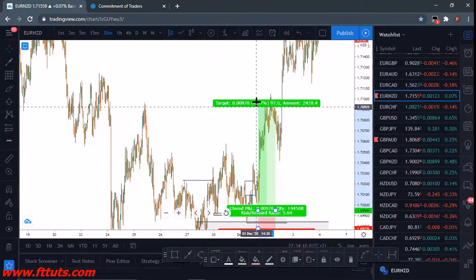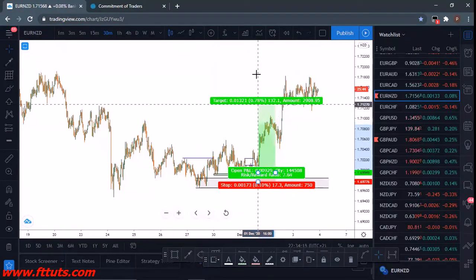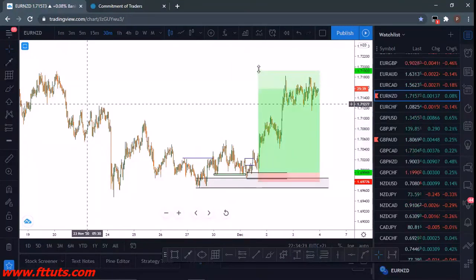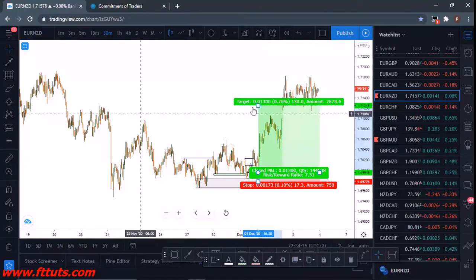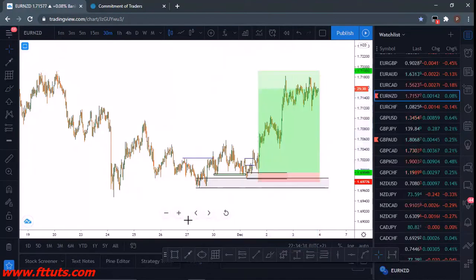If you choose this high, you are gonna make about that 5%. If you choose the next highs, it's gonna give you even that much more profit as well. If you chose these highs, you're gonna make such profit again. So this is how you look at it.